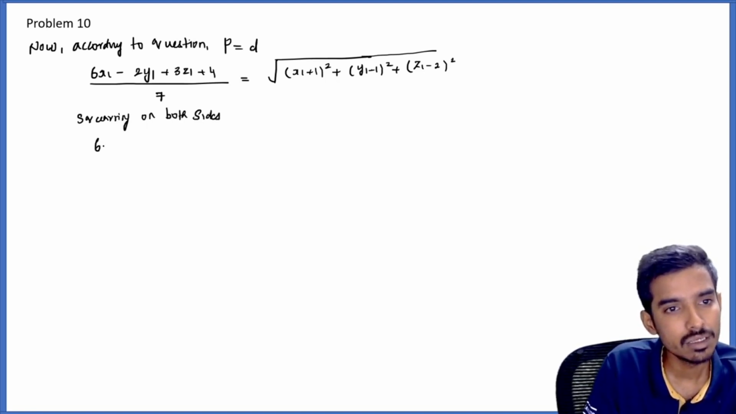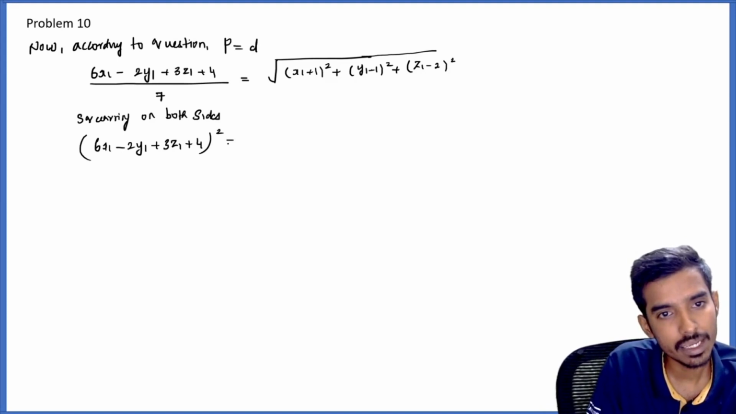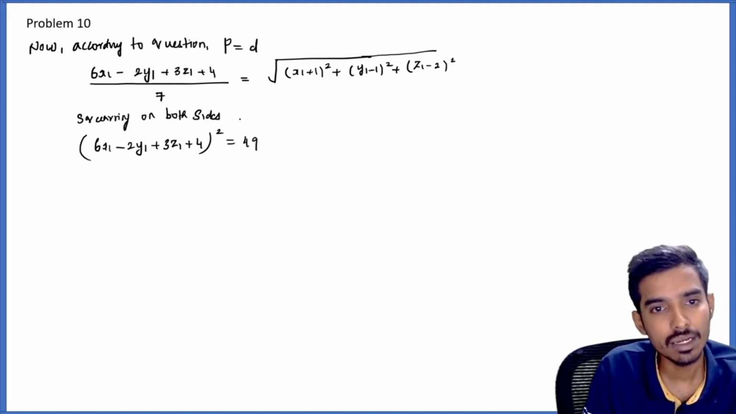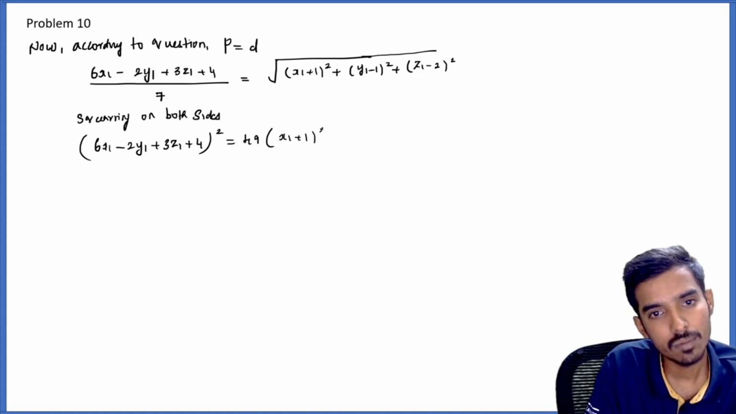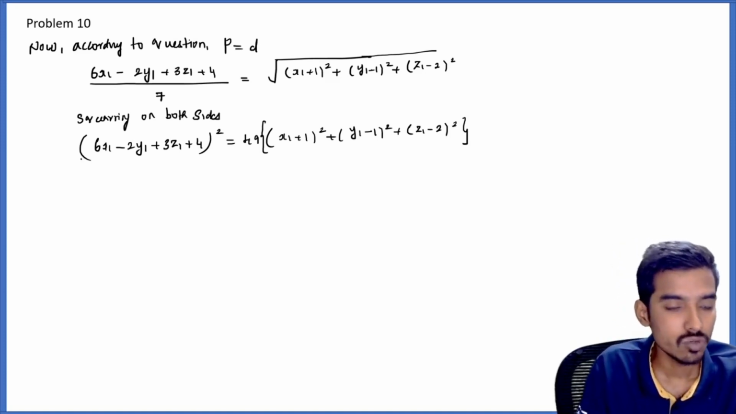This will be (6x1 - 2y1 + 3z1 + 4) whole square. Bring the 7 square, which is 49, to that side. And if we square it, the root will get cancelled. So we have 49 into (x1 + 1) whole square plus (y1 - 1) whole square plus (z1 - 2) whole square, right? If you want, you can simplify this to some more extent also, right?